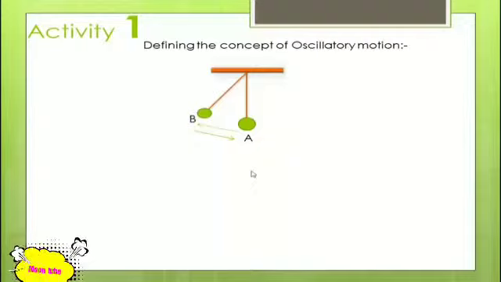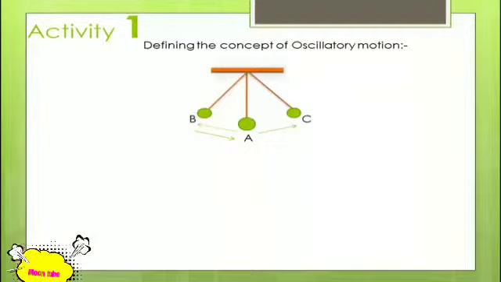What you observe: the oscillating body moves around its original position, left and right, and this motion is repeated in equal intervals of time. The displacement of the oscillating body from A to B, and from B to A, and from A to C, and from C to A are equal.